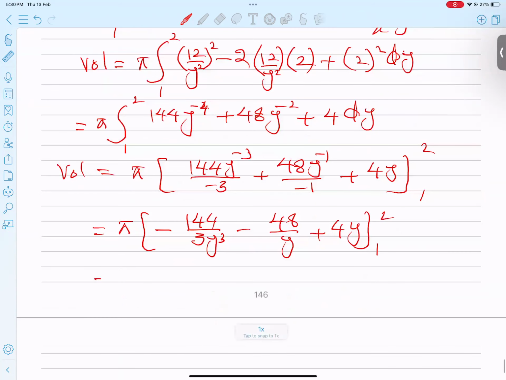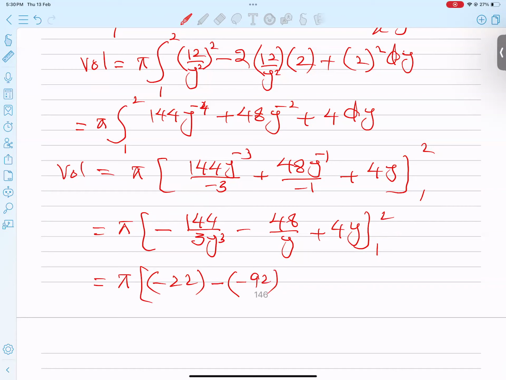I am replacing 1 and then 2. So when I replace 2, 144 divided by 3 times 8, because 2 to the power 3 is this, and negative 24, and plus 4 twos are 8. I get negative 22 for the first part. When I plug in 1 in each y, students, what happens then? So let's see, 144 divided by 3 with a negative sign, sorry, and minus 48 and plus 4. I am getting here negative 92.